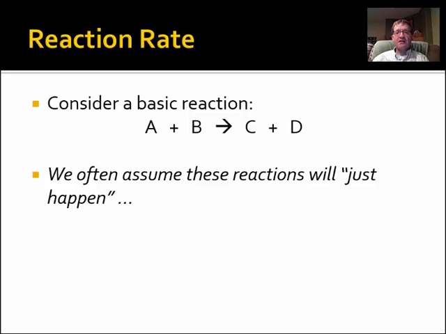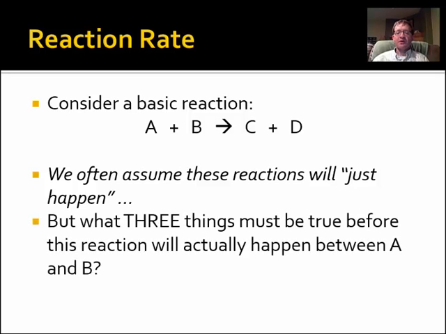When in fact there are lots of reactions that don't just happen, and some are impossible altogether, or the energy just isn't there, or the energy doesn't make sense in the reaction for it to occur. So I'm going to have you think a little bit about the three things that must be true before a reaction will actually happen between A and B. What three things must be true before A plus B will yield C plus D?